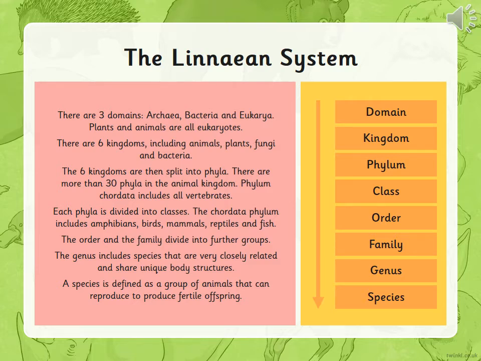Each phylum is divided into classes. The phylum Chordata includes amphibians, birds, mammals, reptiles and fish. The classes are divided into further groups called orders, then families. The genus includes species that are very closely related and share unique body structures. A species is defined as a group of animals that can reproduce to produce fertile offspring.